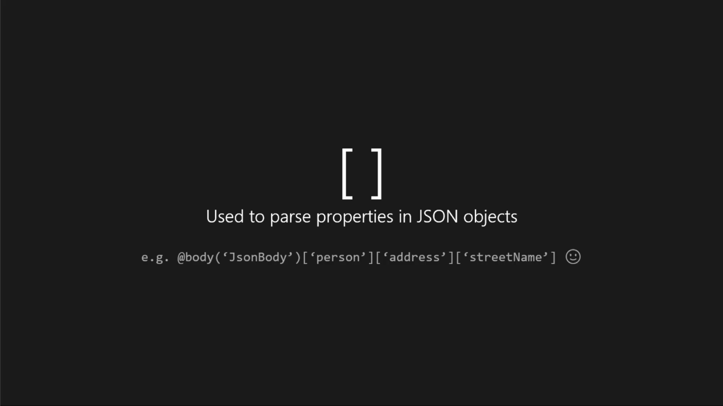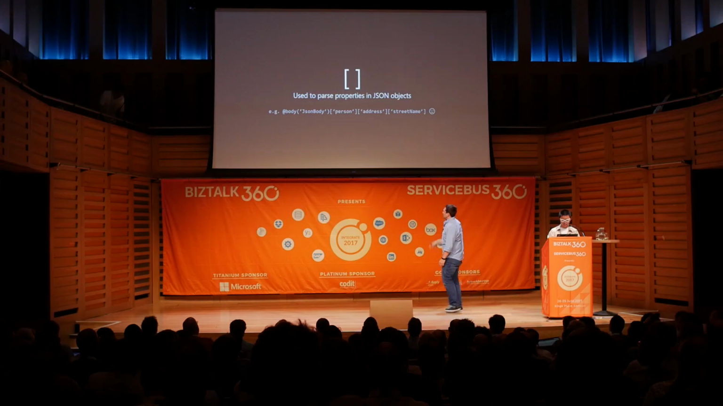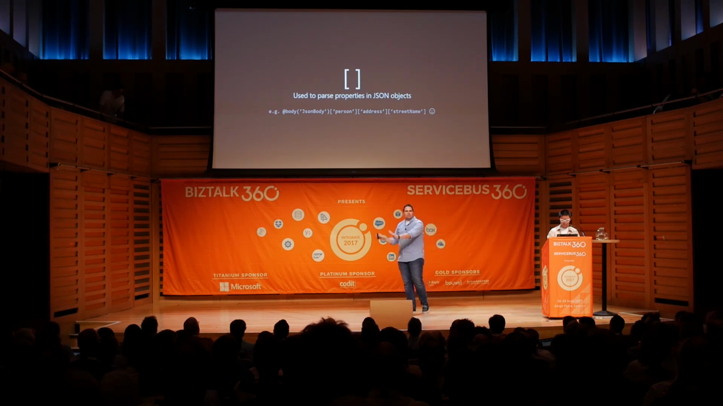And then the last one is brackets. And brackets are there because you saw Derek do it. This lets you parse a JSON object. So this first example, this is good, okay? You have a JSON object, maybe it has a person property, which has an address property, which has street name. That's totally cool to parse it this way. Person.address.street name to get the street of that person, okay? This is fine, it's very convenient.